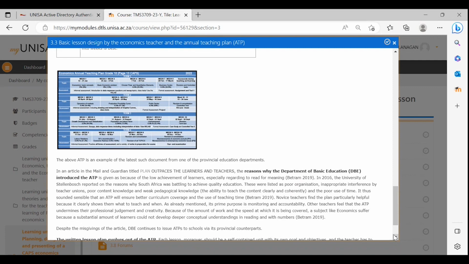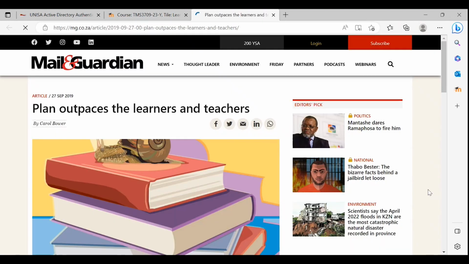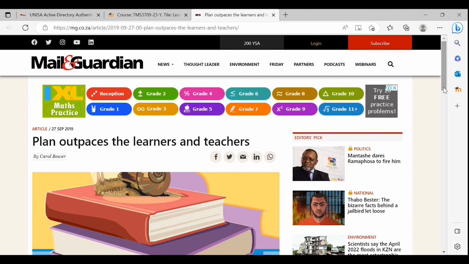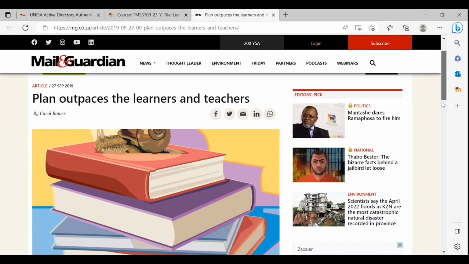In an article in the Mail and Guardian titled Plan, that is the ATP, the annual teaching plan, outpaces the teachers and learners. The reasons why the Department of Basic Education introduced the ATP is given as because of low achievement of learners, especially with regard to reading for meaning. Now, if we open up that link there, it is important, especially for your assignment 2, question 6 on the ATP, that you go through that article.